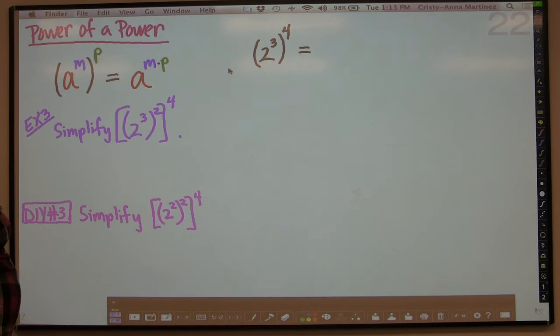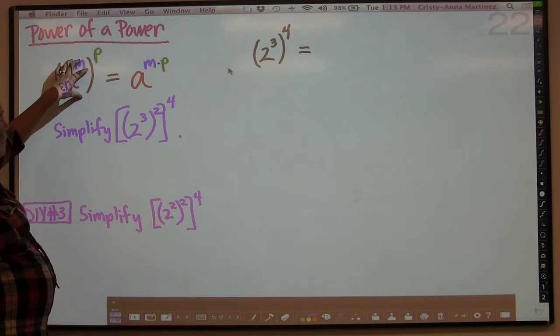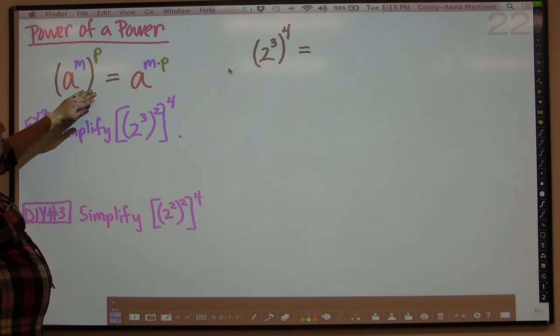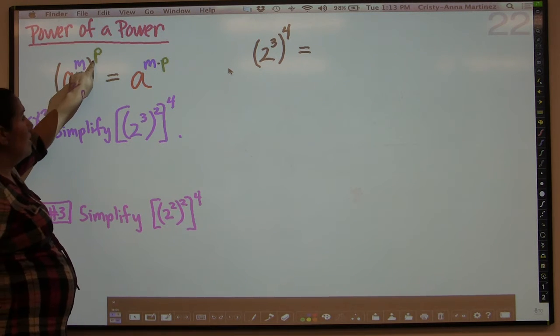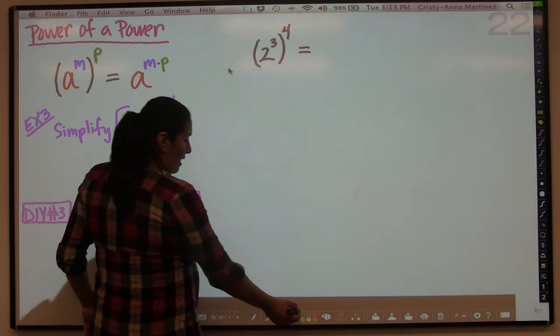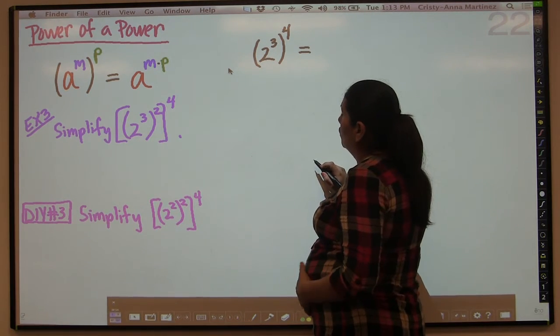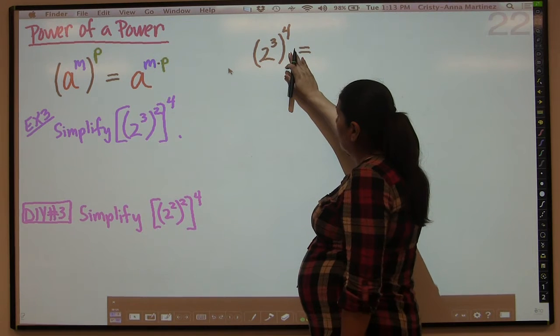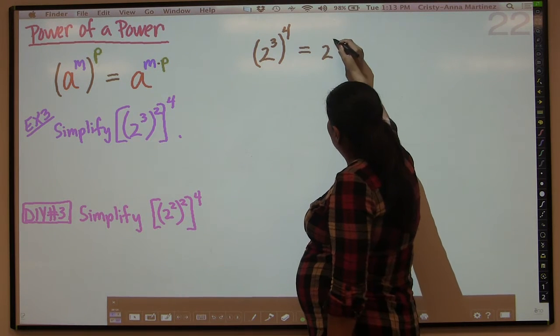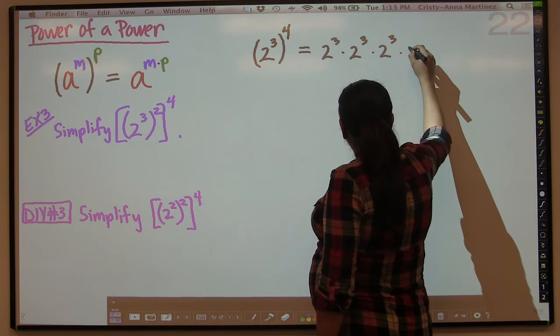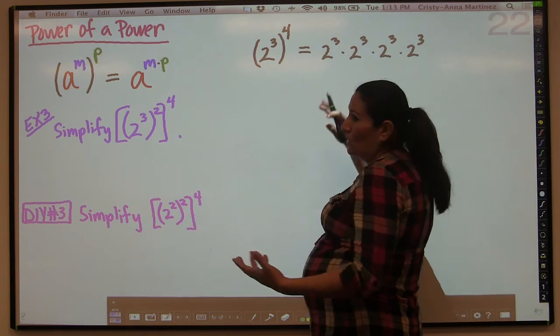We will go on to the next property. The next property of multiplication is a power of a power. And that happens when you have a power that's then raised to another power. And according to the rule, what you do in this case is you multiply the exponents. But here to explain how that works, we have an example of 2 to the 3rd power to the 4th power. What this is telling you is that you have 2 to the 3rd times 2 to the 3rd times 2 to the 3rd times 2 to the 3rd. You have 2 to the 3rd 4 times.